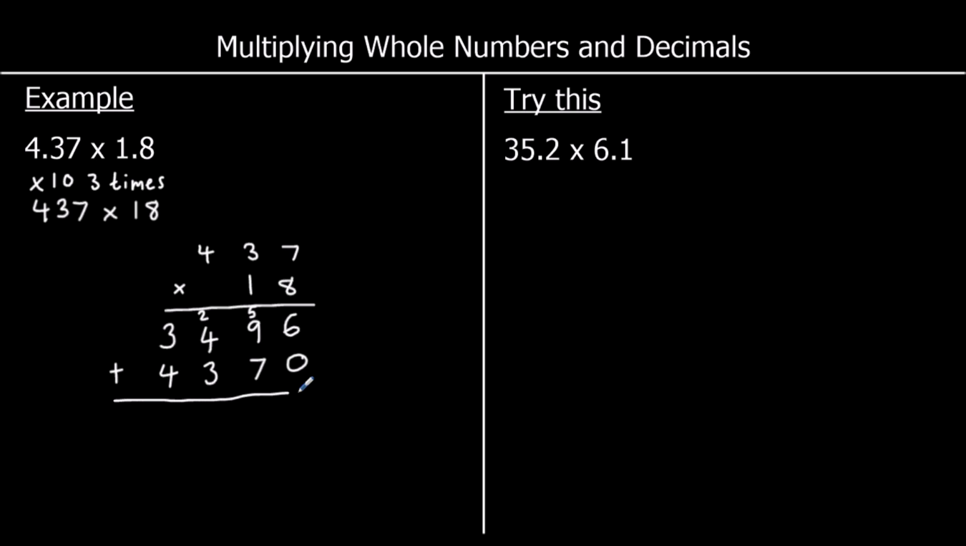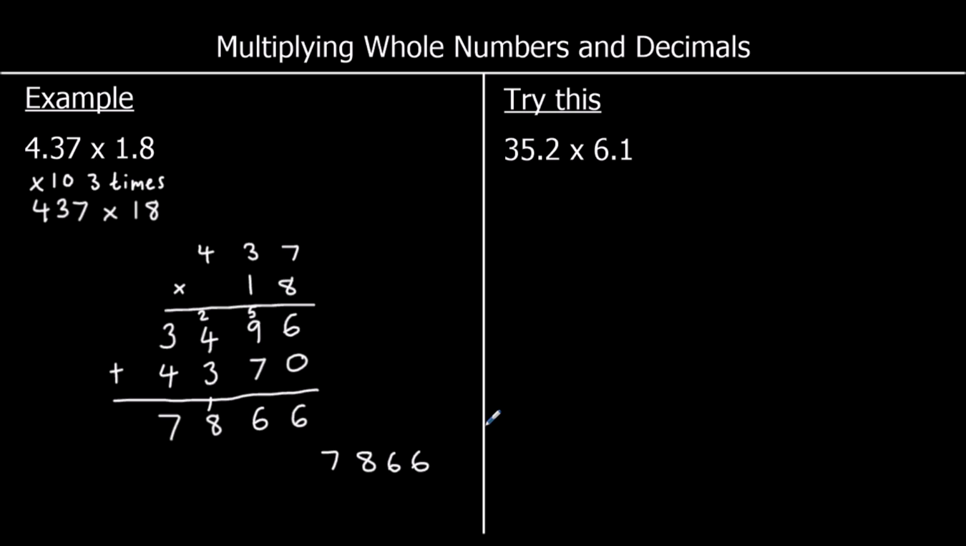I've got 8 times 437 and 10 times 437. I'm going to add them up to get 18 times 437. 6 plus nothing is 6. 9 plus 7 is 16. So 6, carry over the 1. 4 plus 3 plus 1 is 8. And 4 plus 3, or 3 plus 4, is 7. So I've got 7,866. I'll write that down.